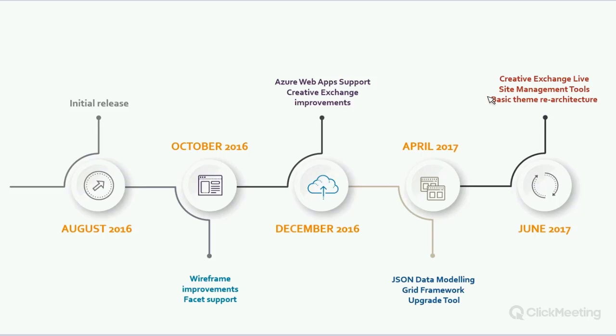In the beginning, they introduced the wireframe improvements. SXA originally worked with the wireframe, and it still does. There is a new version of the wireframe nowadays. And also the facet support, which is going to make your life easier when you need to use the search. Near the end of December 2016, there was also support for Azure, but also the Creative Exchange.